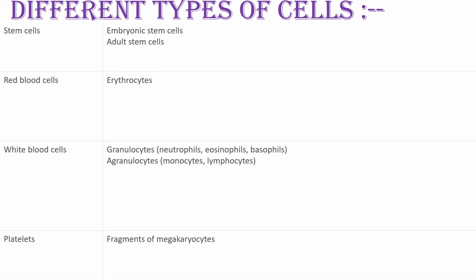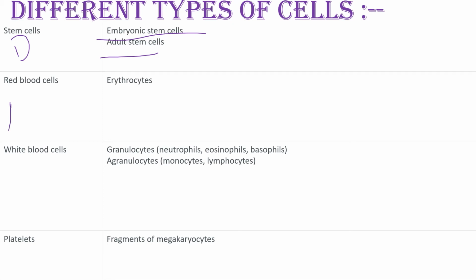Different types of cells. So I'm also going to ask you one question from this part. And don't say they are not that important. We are going to only see the basics, but then also I wrote it for your reference. So let's see. Stem cells. Embryonic stem cells and adult stem cells. I'm just saying for your convenience or reference.